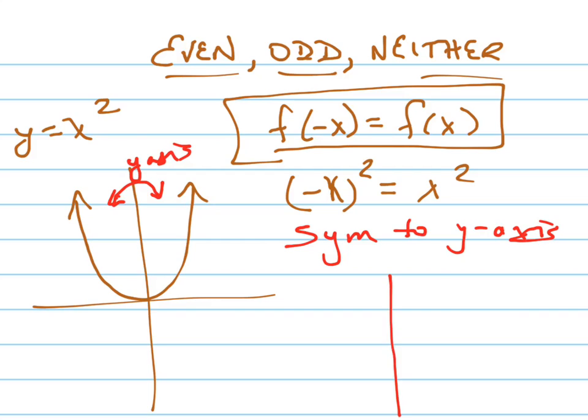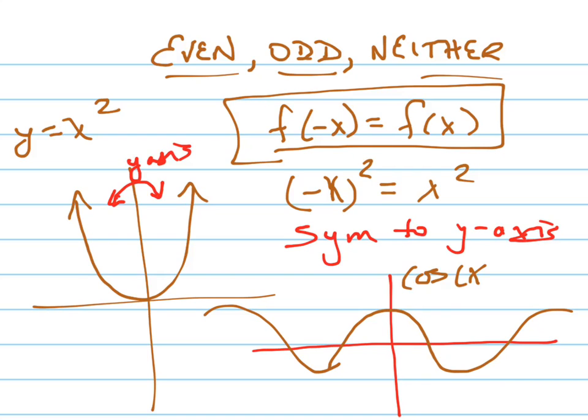Another classic even function is the function cosine of x. Notice if I flip it over the y-axis, I'm going to get back to itself, which means cosine of negative x is the same as the cosine of x. That's true if you look at the unit circle, or if you just punch it in your calculator.